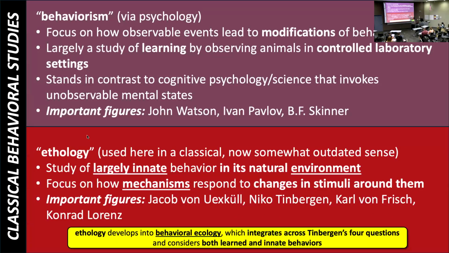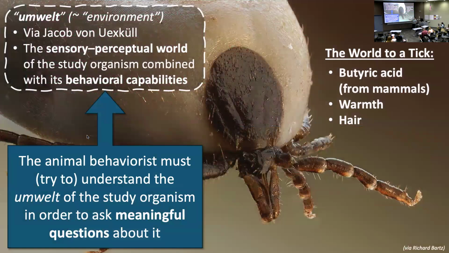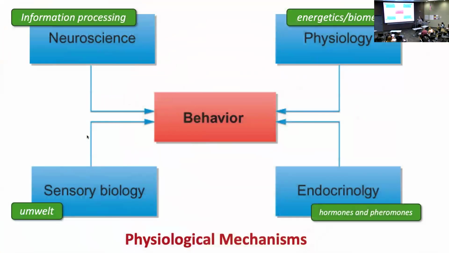So, behaviorism versus ethology. Behaviorism is largely about learning in the lab. Ethology is largely about innate behaviors in their natural environment. The Umwelt, important term. And then the fact that we really do need more in behavior. It's not just about watching things run around.